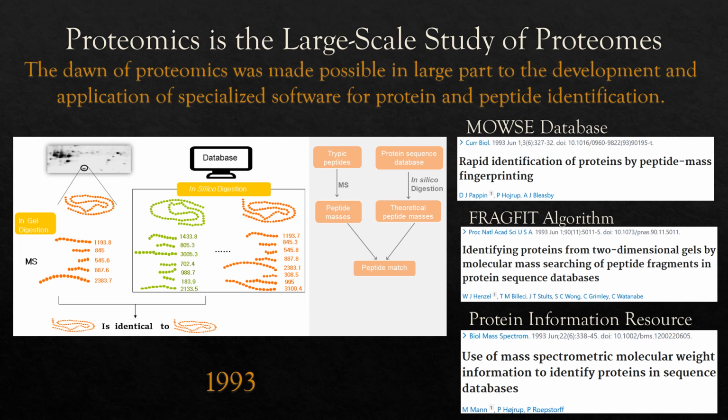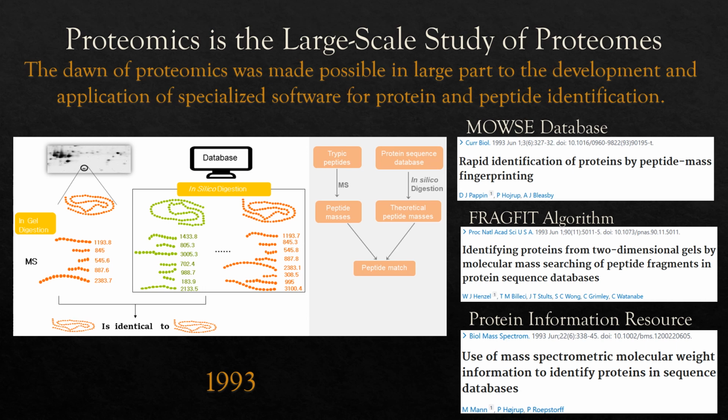Proteomics, by definition, is the large-scale study of proteomes. So certainly proteins were being identified prior to 1993. But 1993 was the first year when software was starting to be applied to the identification of many proteins from a single sample. And this was shown in an experiment called peptide mass fingerprinting.